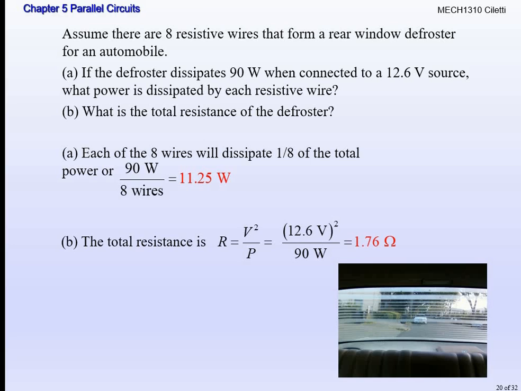Why are we doing that? Because we want the wire to heat up. We want the wire to heat up to defrost the window, if that makes sense. All right, so that's just wires heating up. So what's the resistance? Okay, is if we take 1.76 times 8 ohms, or times 8, it's 14.1.